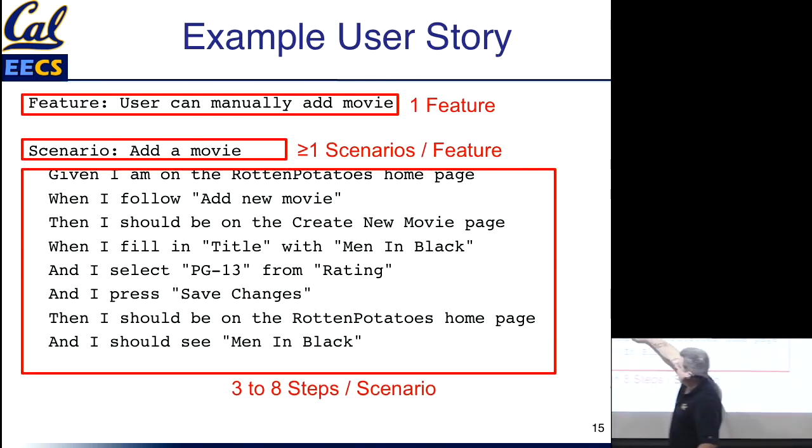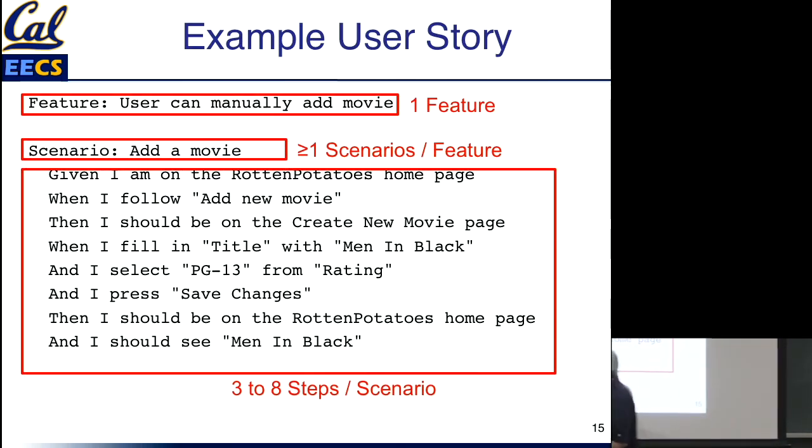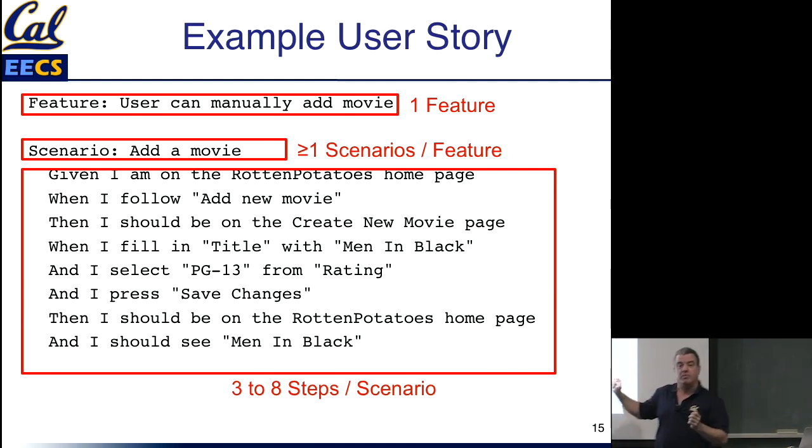After I have filled in stuff, and let's assume that we filled in legal things, we save changes, then I should be back on the home page, which is the page that lists all the movies, and I should see the name of the movie. Anything else missing? Anything else I should see? Say again? I should see the other movies, that's true. Let's assume we have a test somewhere that I didn't blow away the other movies, but what else?